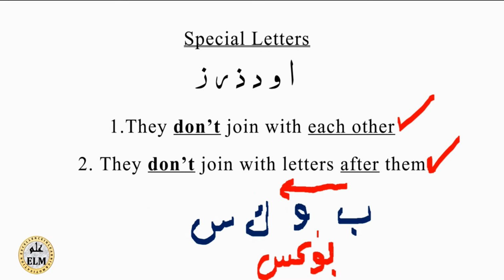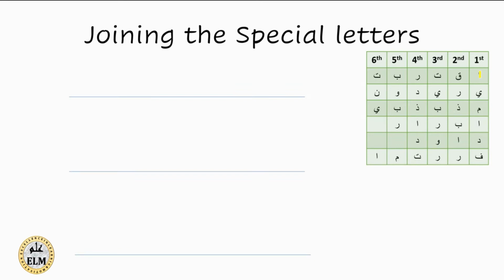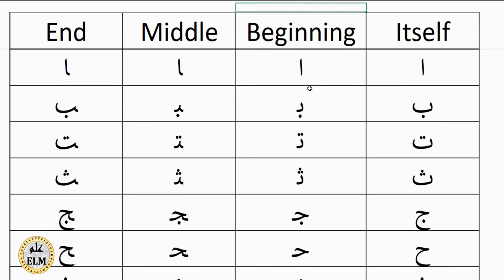Okay, so let's do some examples. These are the words, inshallah, we're going to join. The first word is alif, qaf, ta, ra, ba, and ta. So we will join them applying the rules that we just learned. We'll use the same joining sheet that we used last time. Let's see how alif looks in the beginning. So this is alif in the beginning.